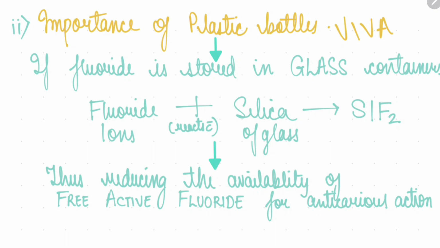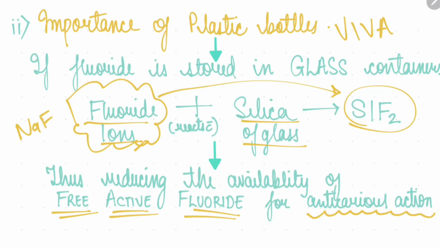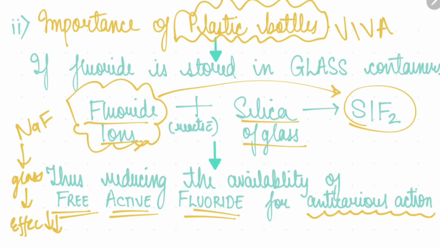What happens when we prepare the sodium fluoride in a glass bottle? The fluoride ions react with the silica of glass and silicon difluoride is formed. Therefore, the fluoride ions get consumed to form the silicon difluoride, and therefore no free active fluoride is available for the anticaries action. So basically, if we store sodium fluoride in glass bottles or glass containers, the effectiveness of sodium fluoride decreases. Therefore, it's always stored in a plastic bottle and not in glass bottles.